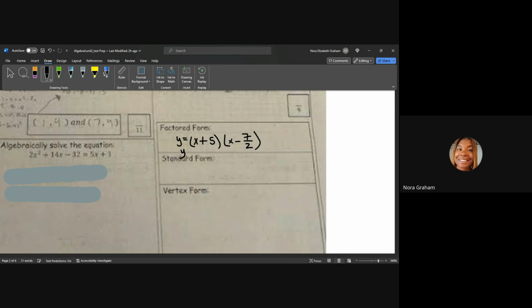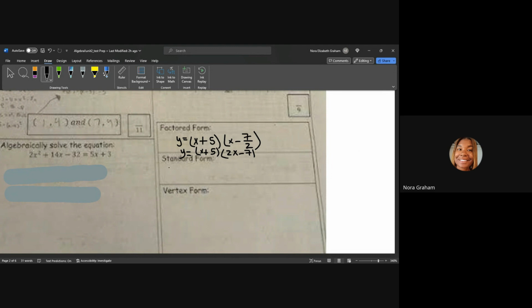So then I would have y equals x plus 5, and then multiply this by 2, 2x minus 7. That's the same thing. I just wrote it in a different way so I don't have to deal with fractions.